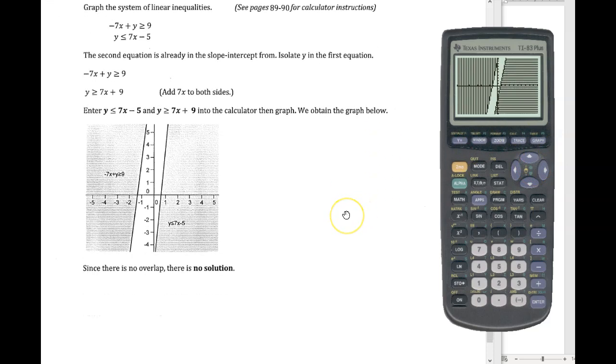So remember, the solution is where the shaded regions overlap. And in this case, there is no overlap. And you can see it here as well. They both are solid lines because they're both equal to as well as greater than or less than. But they don't overlap. So whenever that happens, that means there is no solution. There is no point that will satisfy both inequalities in this system. So the answer to this is no solution because there is no overlapping shaded region.